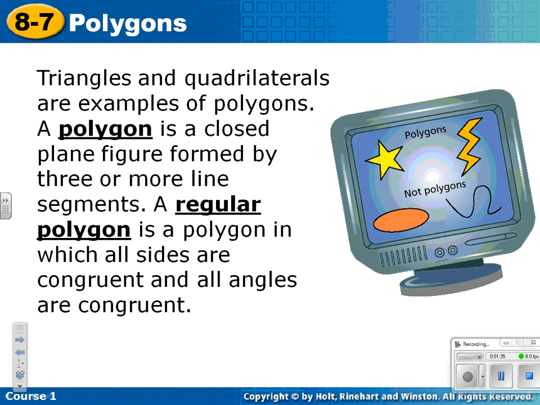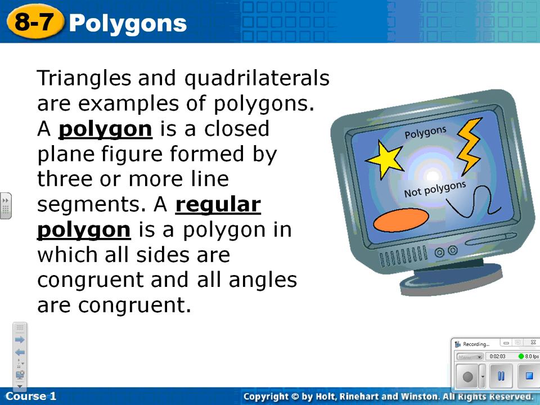You have examples of polygons. These on top are polygons. These on the bottom are not polygons. Why is this one not a polygon? Curved lines. It has curved lines. It's not straight. Why is the other one not a polygon? It's not closed and they're curved. Yeah. So by definition, it's just not a polygon.